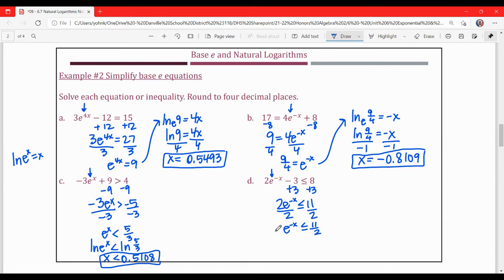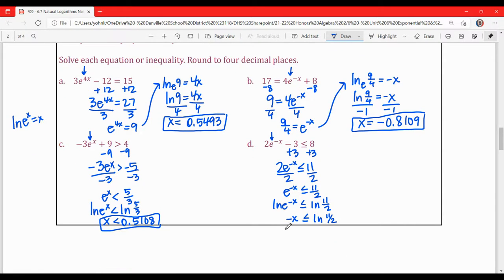I want to get that e gone, so I'm going to take the ln of both sides. Remember, whatever you do to one side, you have to do to the other side. Then I end up with negative x is less than or equal to ln of 11/2. Gotta get the x alone, so I need to divide by negative 1. I divided by a negative, so I need to flip the inequality to greater than or equal to, and I get negative 1.7047.